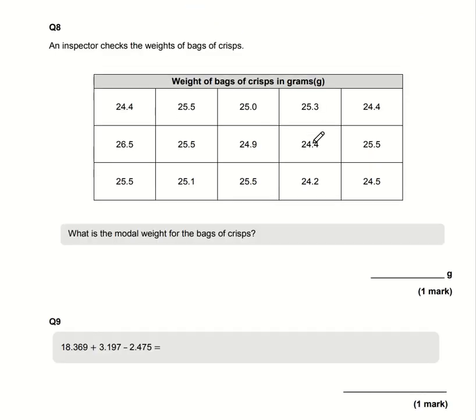Question number 8. An inspector checks the weights of bags of crisps. What is the modal weight? Well, the modal is simply the most common. So let's have a look and see how many times 24.4 pops up. So 1, 2, 3.